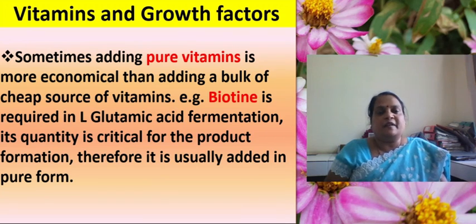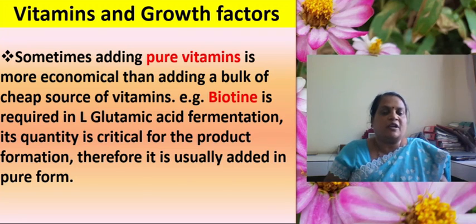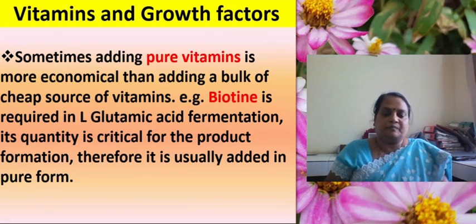Sometimes adding pure vitamin is more economical than adding a bulk of cheap source of vitamins. For example, if you want to add biotin, L-glutamic acid fermentation requires addition of biotin. If you want to add biotin, its quantity is critical for the product formation. You should not add excess of biotin. You should not add less of biotin. It should be added in the required exact amount, and therefore it is usually added in pure form.